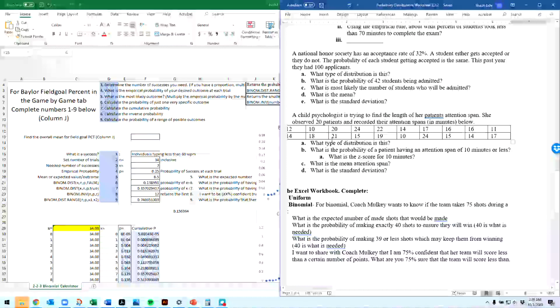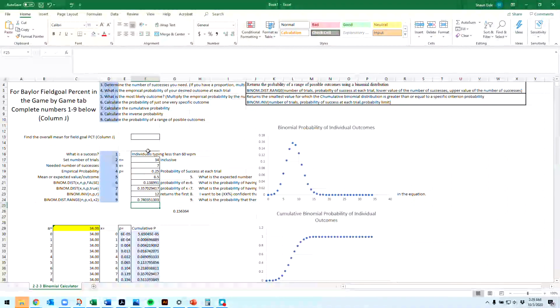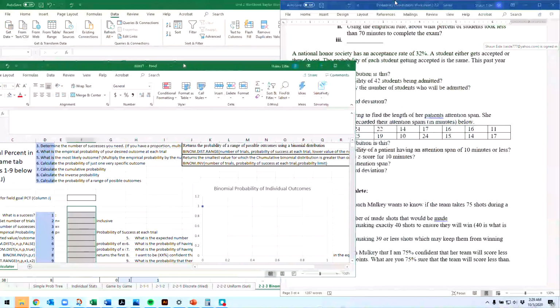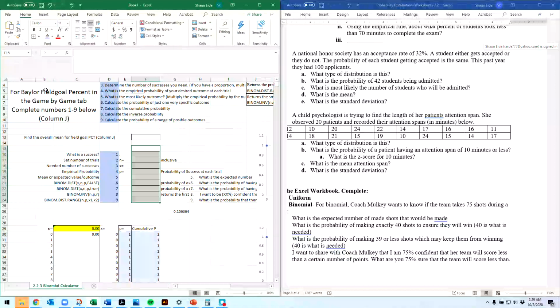So a National Honor Society has an acceptance rate of 32%. A student either gets accepted or they do not. The probability of each student getting accepted is the same. This past year they had 100 applicants. So this right here is a binomial probability distribution because there are two possible options, either success or failure. So either they get in or they do not get in.